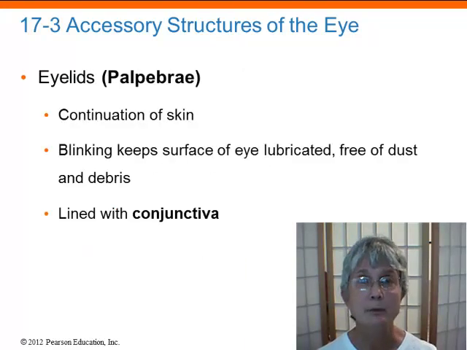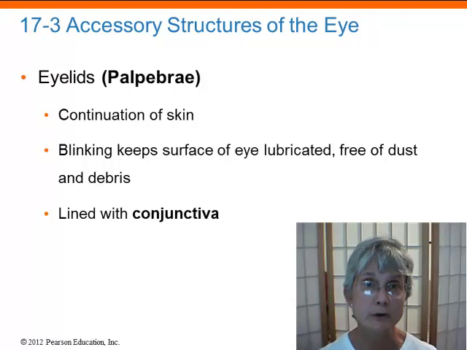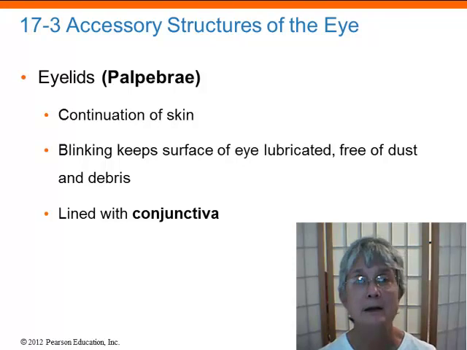The eyelids are properly known as palpebrae. Palpebrae is plural. Singular would be palpebra. So you have a superior palpebra and an inferior palpebra, an upper and lower eyelid. These are, of course, covered with skin on the outside, and on the inside they are lined with conjunctiva. The epithelium that covers the surface of the eye also lines the inside of the eyelids.